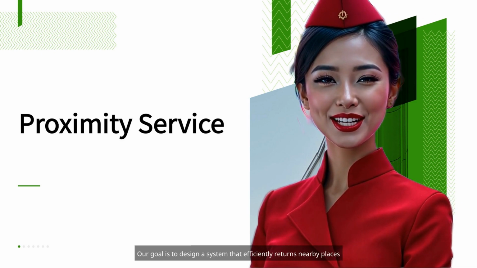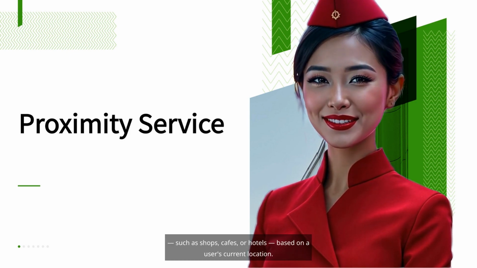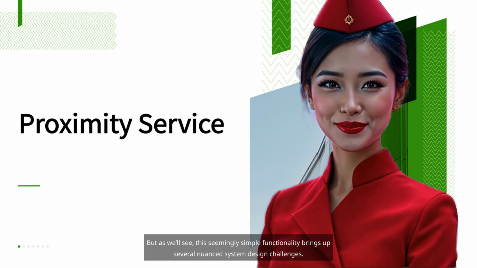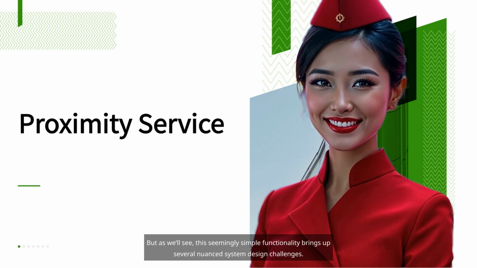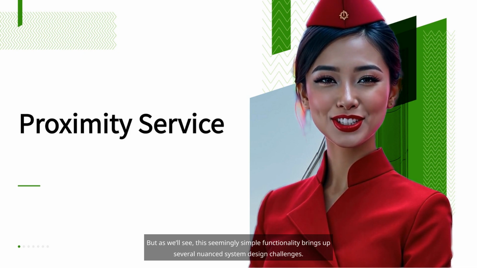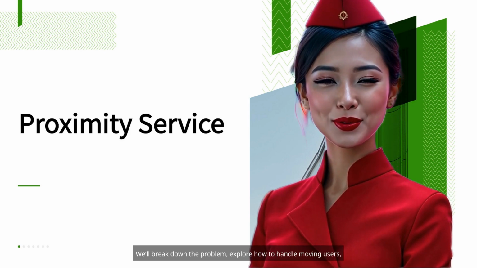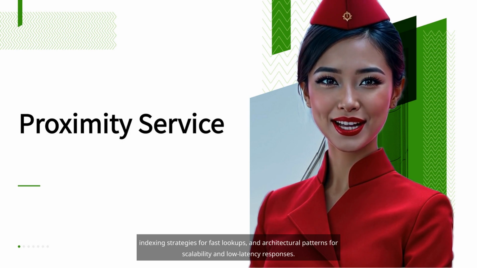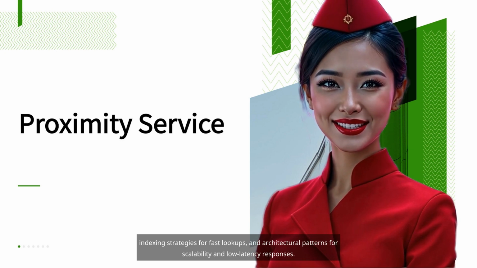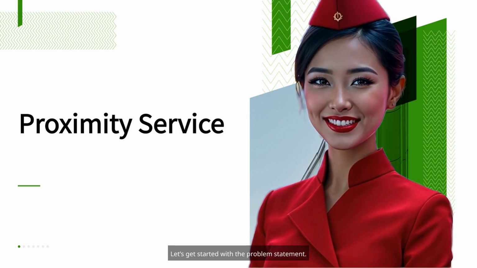Our goal is to design a system that efficiently returns nearby places, such as shops, cafes, or hotels, based on a user's current location. But as we'll see, this seemingly simple functionality brings up several nuanced system design challenges. We'll break down the problem, explore how to handle moving users, indexing strategies for fast lookups, and architectural patterns for scalability and low latency responses. Let's get started with the problem statement.